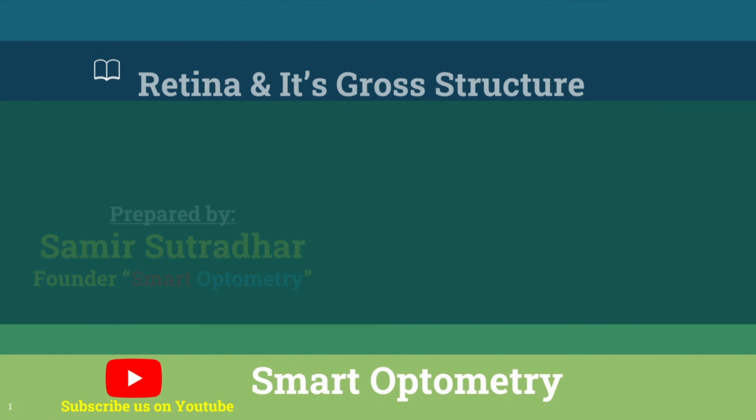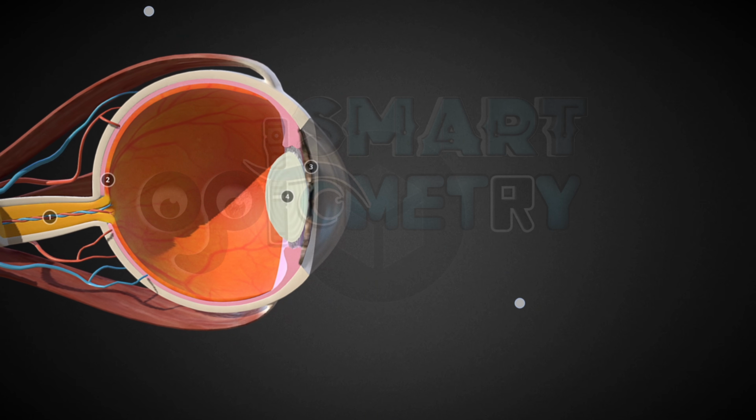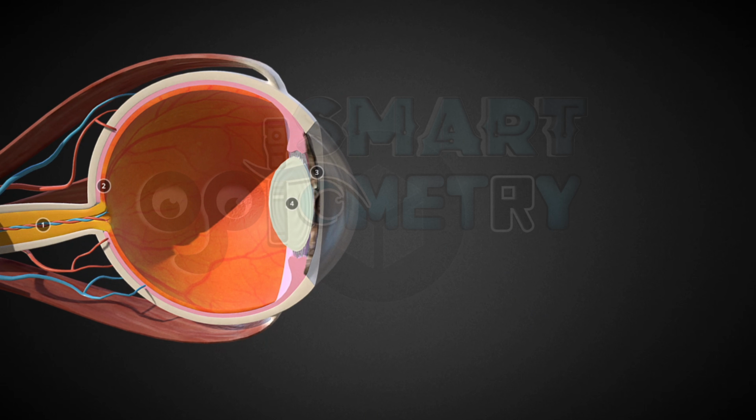In this video, I will discuss what the retina is and its gross structures. What is the retina? The retina is the innermost layer of the eyeball. Here, this is the outermost layer of the eyeball, that is the sclera. This is the middle layer of the eyeball, that is the uvea, and that is the innermost layer, that is our retina.